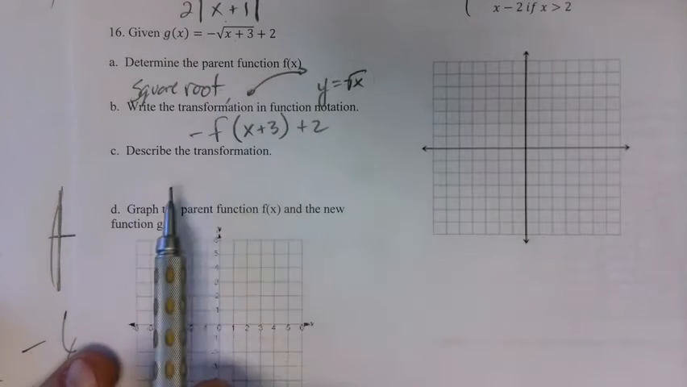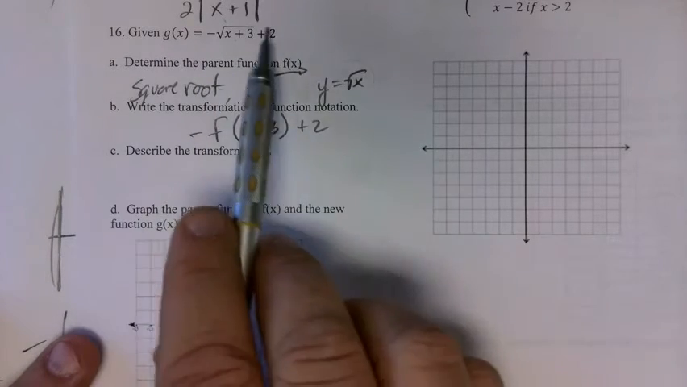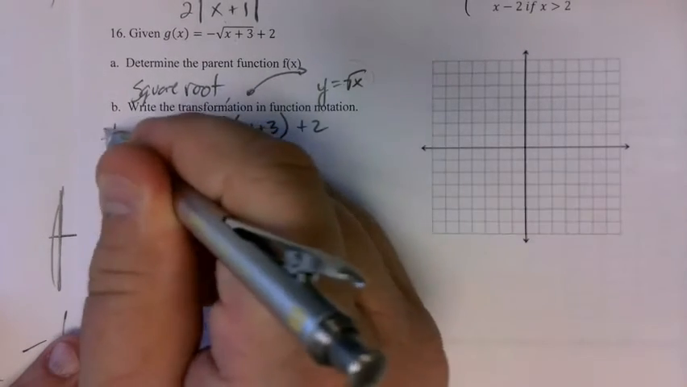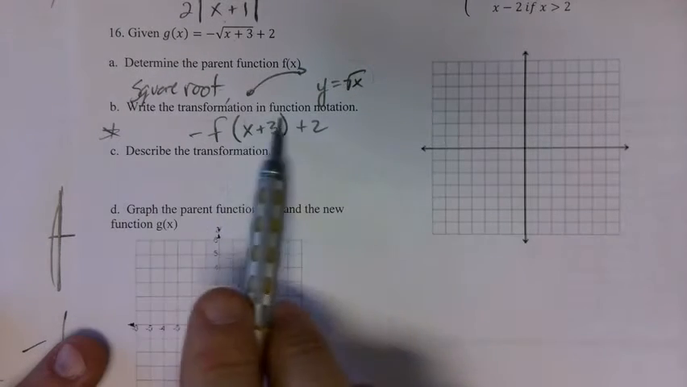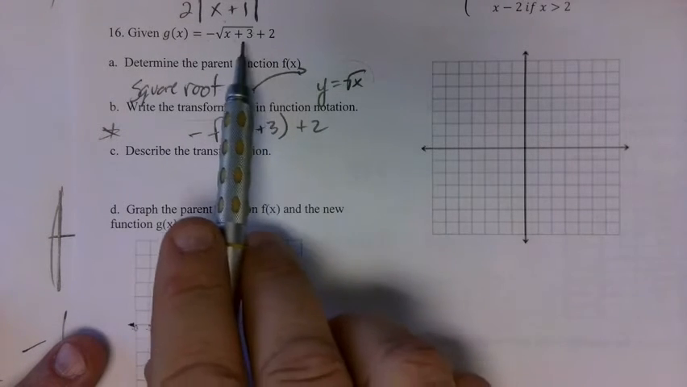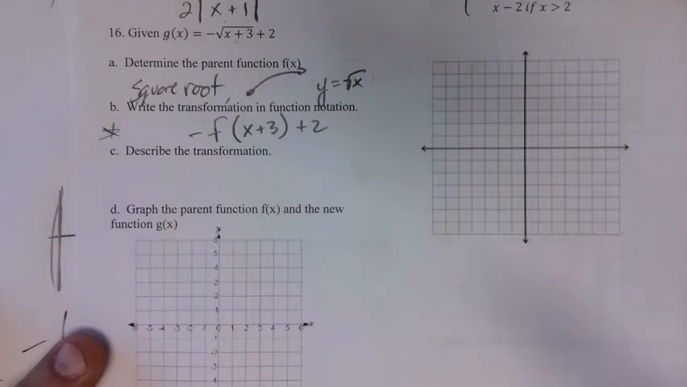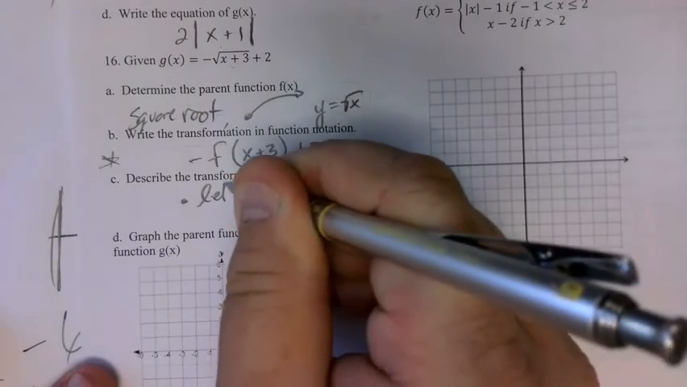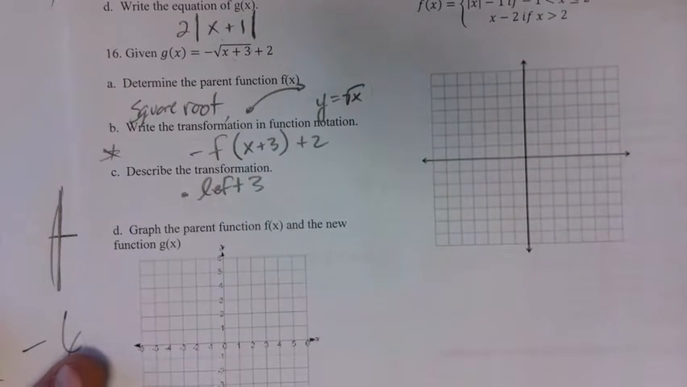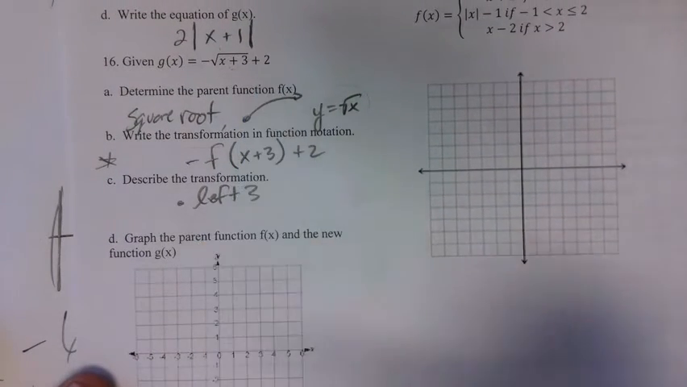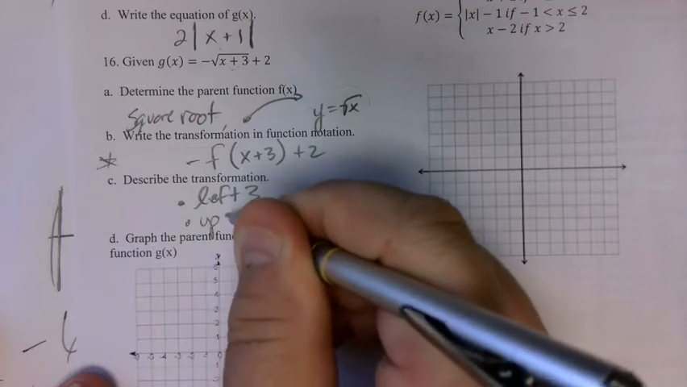Now, I want to describe the transformation. Okay, I can go right back to here. This is a little bit above and beyond, guys. This, you need to be able to describe the transformations. Adding 3 on the inside. Just like up here, adding 1 shifted it left 1. This, adding 3 on the inside, is going to go left 3. This, adding 2 on the outside, is going to shift it up 2.